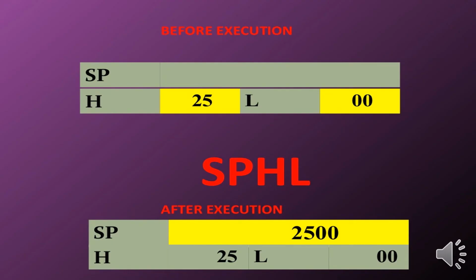Before the execution, the stack pointer holds any address. The HL register loads 2500, which is an address. After executing SPHL, the stack pointer loads the 2500 from the HL register. So SP and HL registers both store the address 2500H. The address is copied directly by the SPHL instruction.